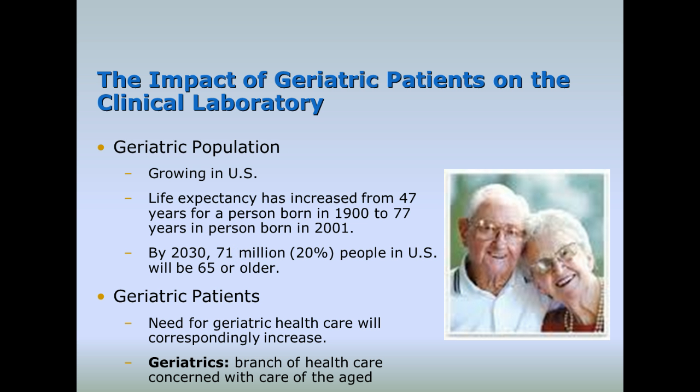The impact of the geriatric patients on the clinical laboratory is going to be huge as our baby boomers get older. Right now, our geriatric population is growing in the United States. In the 1900s, it was expected that people would live about 47 years. Now we're figuring that the average person born in 2001 will live to about 77 years. And by 2030, which actually isn't that far away, 71 million people in the United States will be 65 or older.